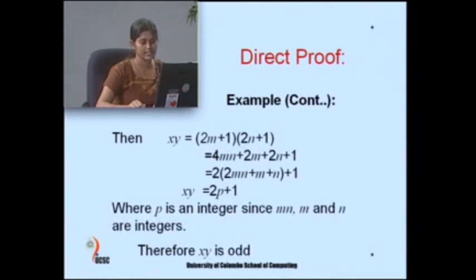Then we can write it like that, that is xy is equal to 2p plus 1, where p is an integer since m and n are integers. So, if you see this pattern, this is the form of an odd number. So, we can say xy is an odd number. So, this is the proof for direct proof.